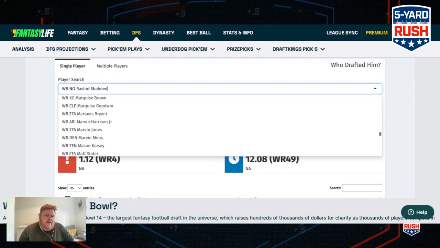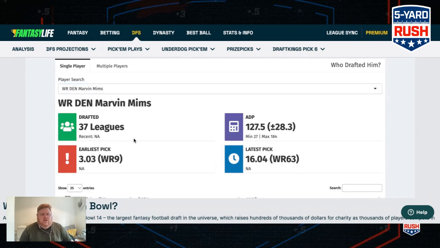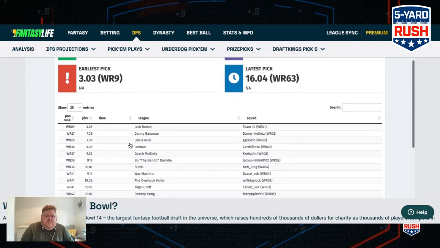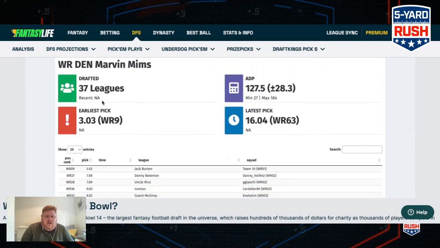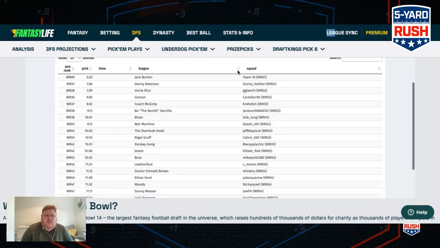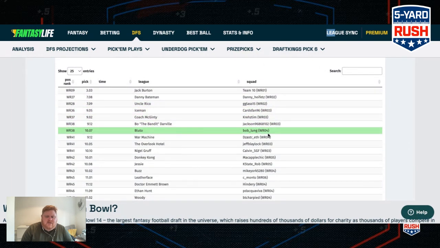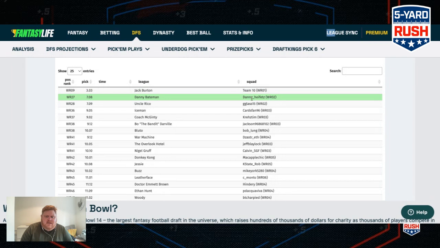Another one I want to look at in more detail here, again, for very similar reasons, is Denver's Marvin Mims. Now, look, he has been drafted in 37 leagues. Now, I would assume that most of these are just the live leagues because of the NA. It might be that the dates are not put on here. So look, we can see here Bob Lund has taken him as his wide receiver 4 in the 10th round. We can see someone's taken him in the 3rd round. That's wild. Again, some of these names are familiar. These are people that have obviously sought these out as a strategy.